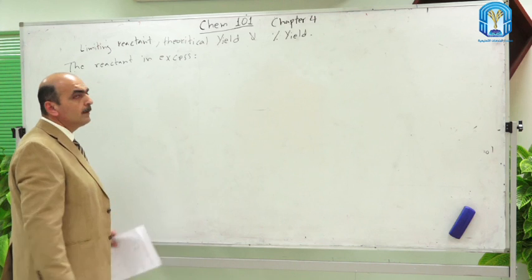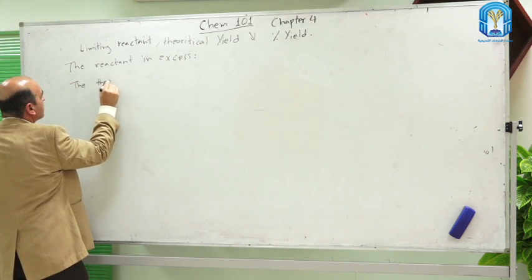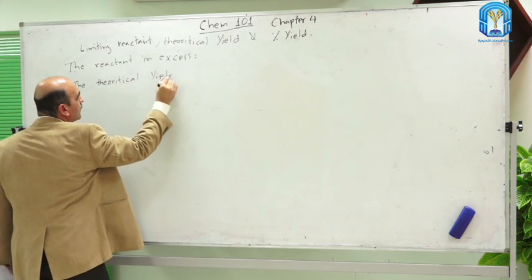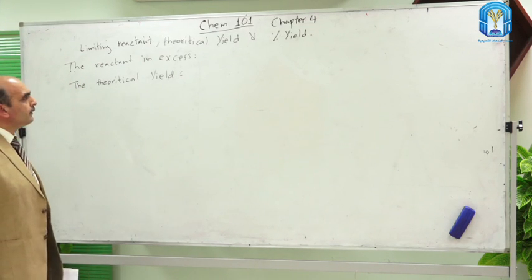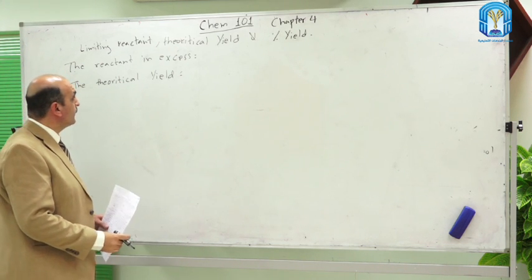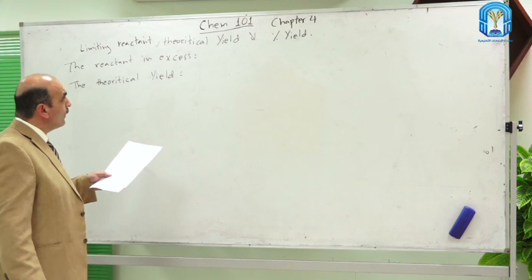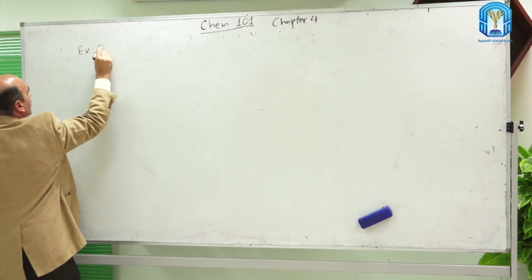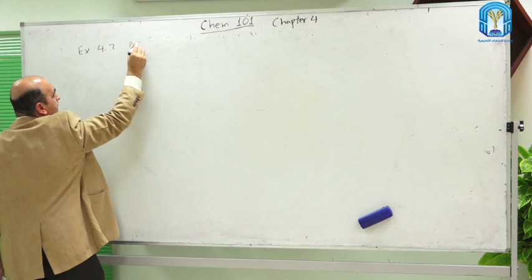And we have the theoretical yield. The theoretical yield is the amount of product that can be made based on the limiting reactant, based on the amount of limiting reactant. Here I would like to give an example about this topic. Page number 86.